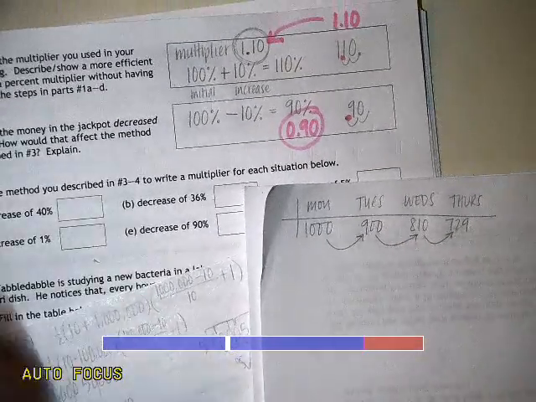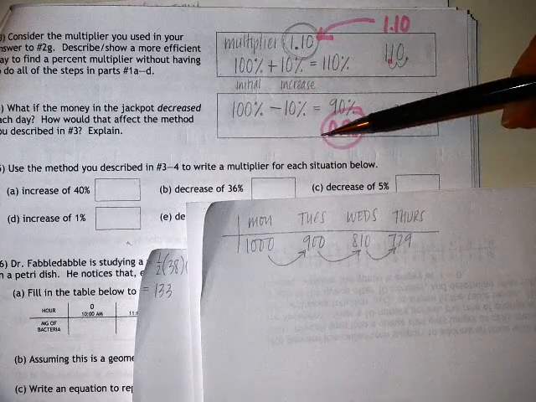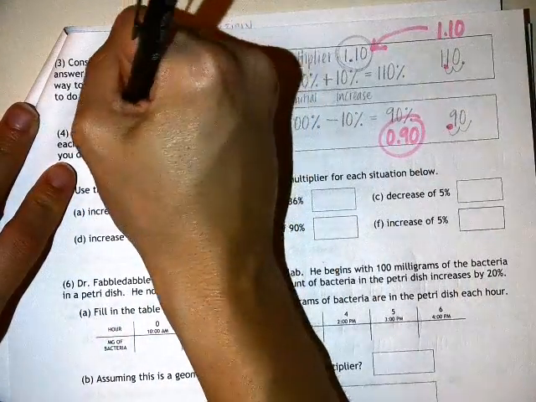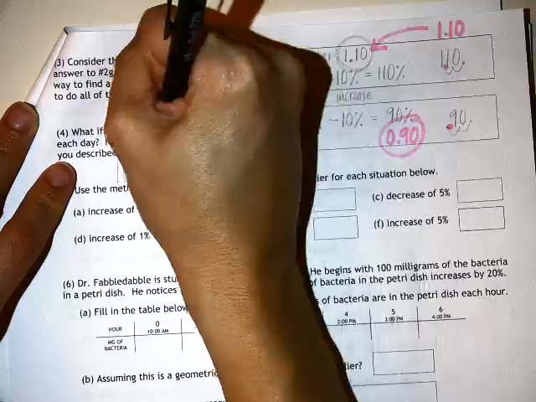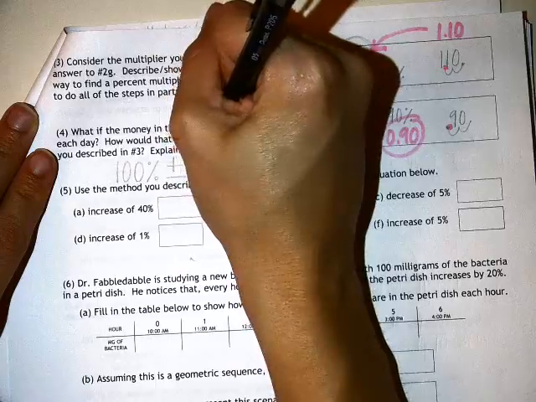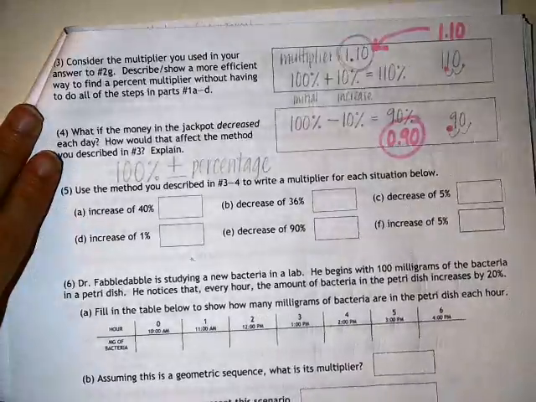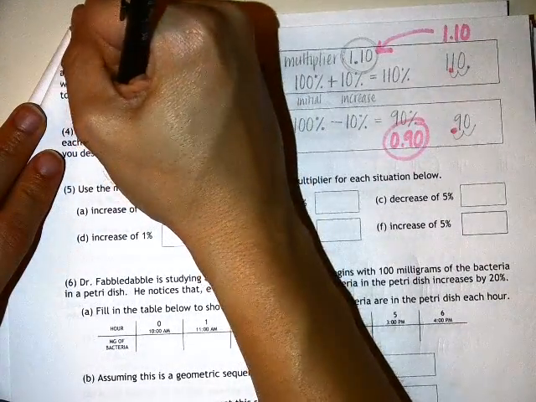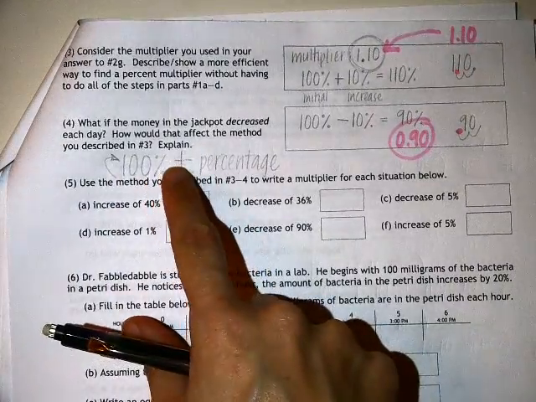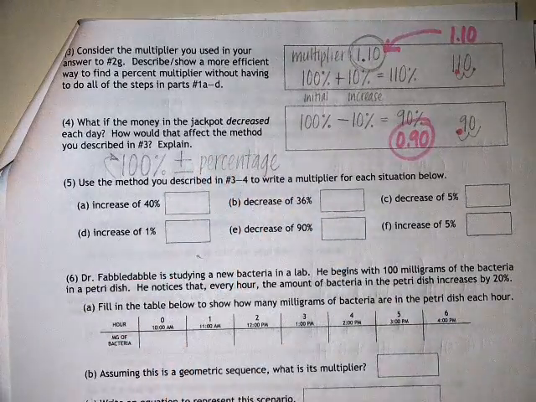Now, all that to say is that we now have a method for writing a multiplier without having to do a lot of work, without even needing scratch paper. The general method is to take 100% of what we're starting with, plus or minus whatever the new percentage of increase or decrease would be. So I'll write it as kind of a formula here. When it says use the method, let's call this the method. 100% plus or minus, if it's increasing or decreasing, whatever the percentage of increase or decrease is.